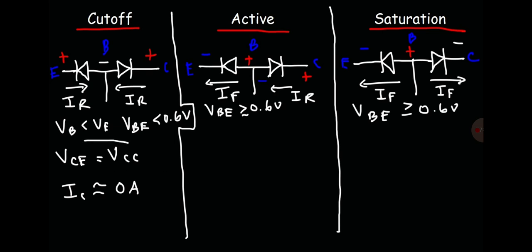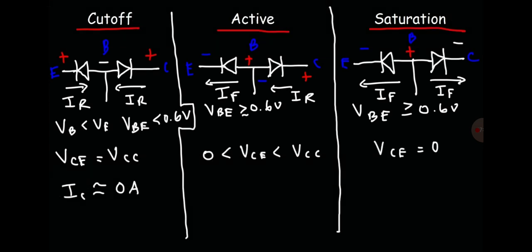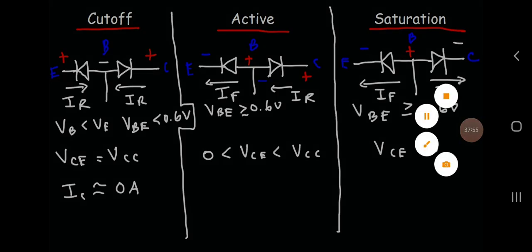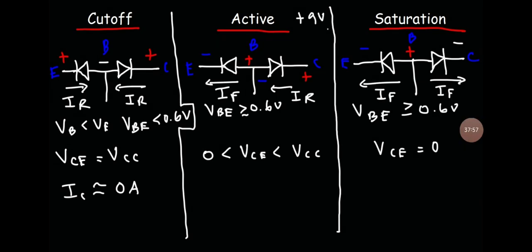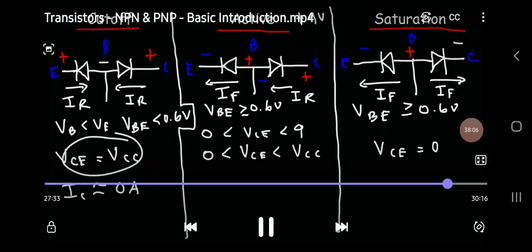Now for the cutoff region, we said that VCE is equal to the collector supply voltage, VCC. In the active region, VCE is going to be between 0 and VCC, the collector supply voltage. Under saturation conditions, VCE is 0. So let's say if the collector supply voltage is 9 volts, VCE is going to be between 9 volts and 0 volts. If it equals 9 volts, it's in the cutoff region. If it equals 0, it's in the saturation region.